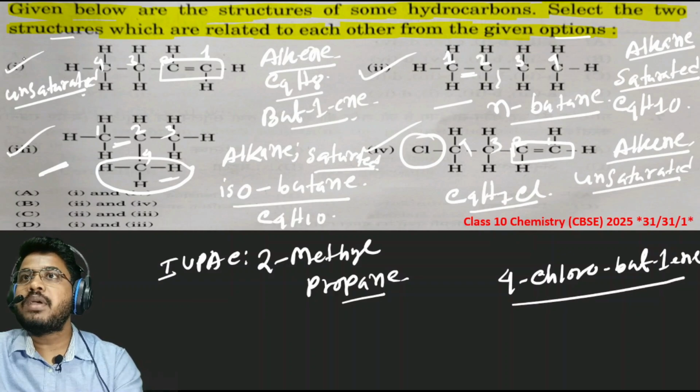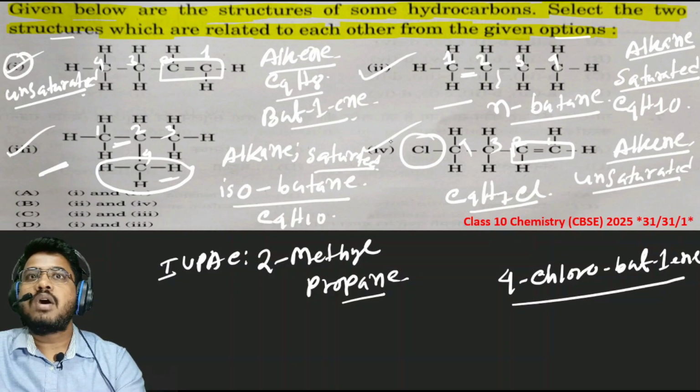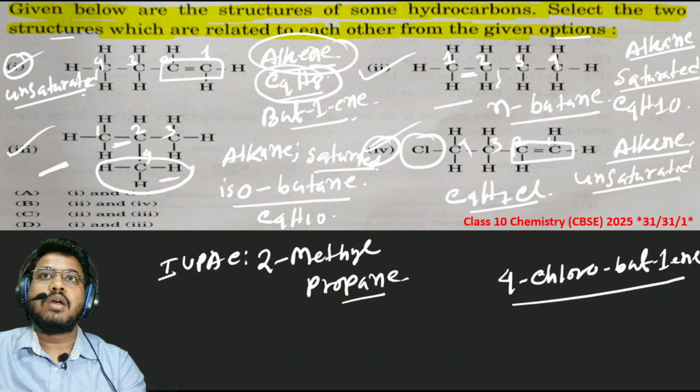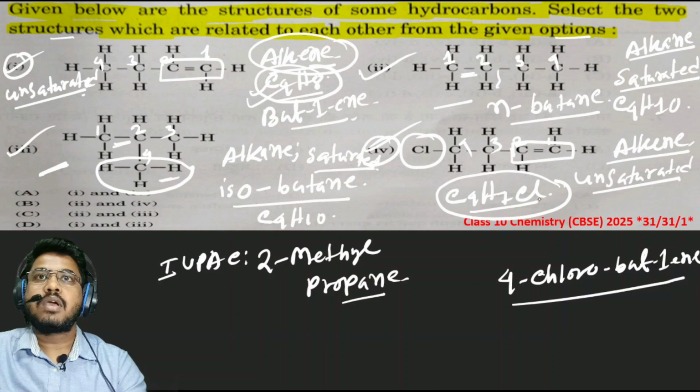So if we compare option number 1 and option number 4, we can see that both these hydrocarbons belong to alkene. Okay, both these hydrocarbons have different molecular formulas. Here C4H8, but in this case C4H7Cl. Okay, so these two structures are not the same.